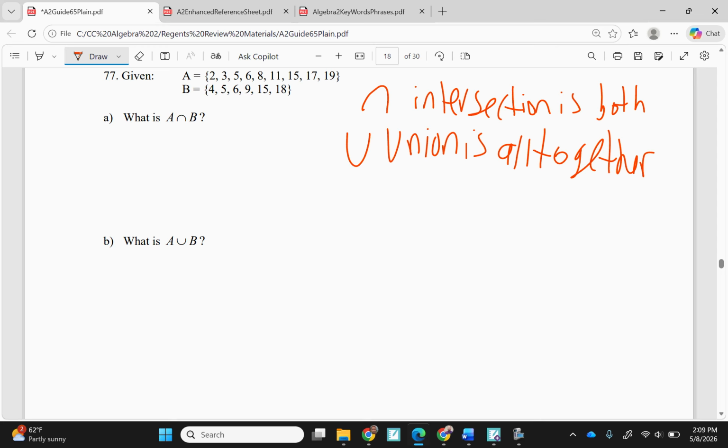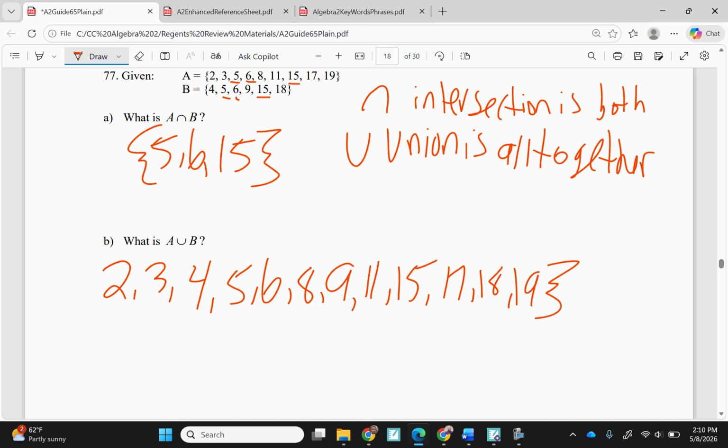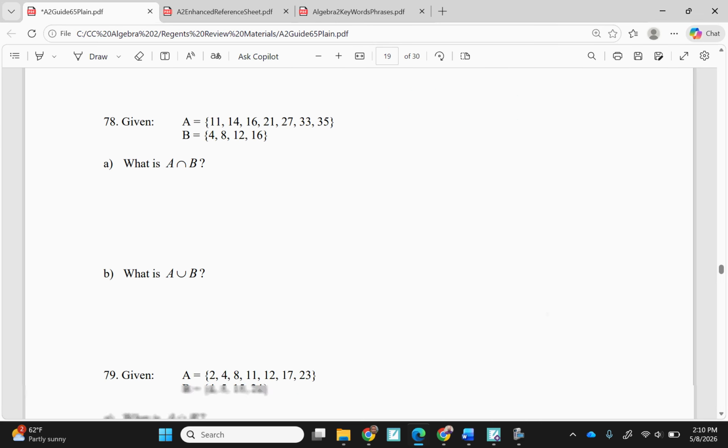So what's in both? I got a 5. I've got a 6, I've got a 15. It should go in squiggly brackets. That's my intersection. Union is all together. I take everything I see in either set and I put it all together. If I see it twice, I just write it once. 6, 8, 9, 11, 15, 17, 18, 19. Intersection is both. Union is all together.